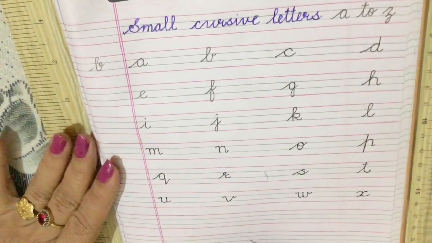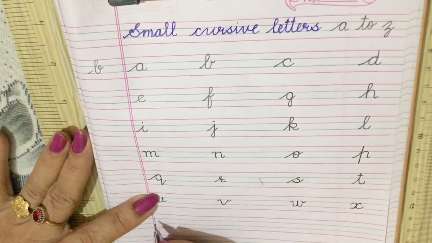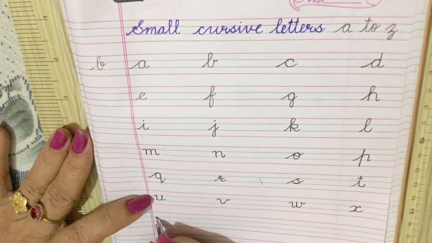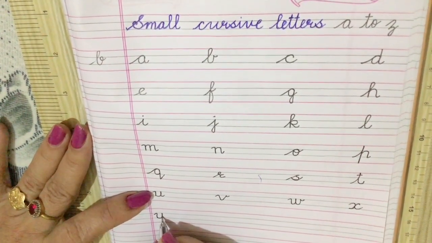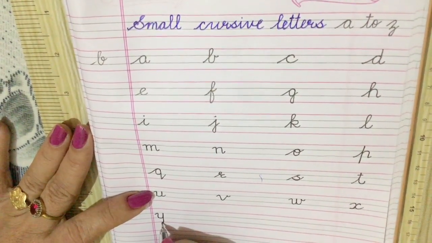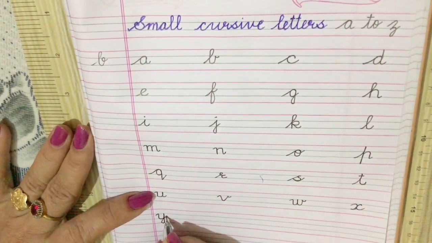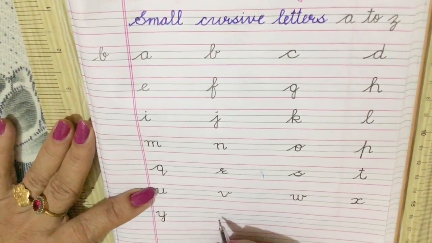Letter X. After letter X, we'll write letter Y. Again, first you will write letter U, then go straight down and make a lower loop and end with the tail. This is letter Y.